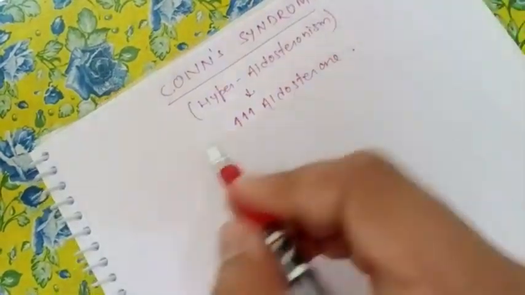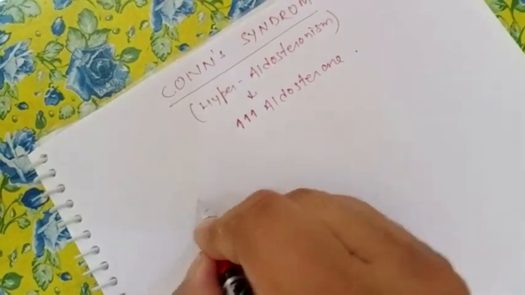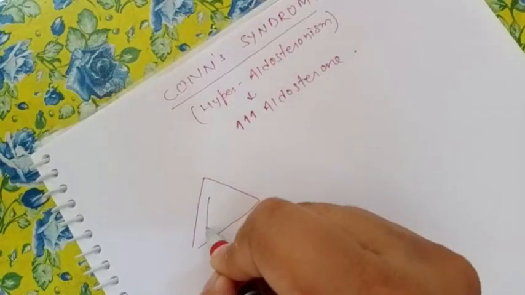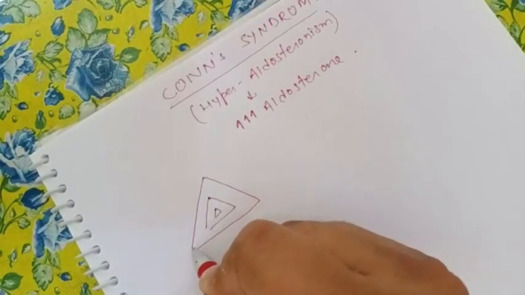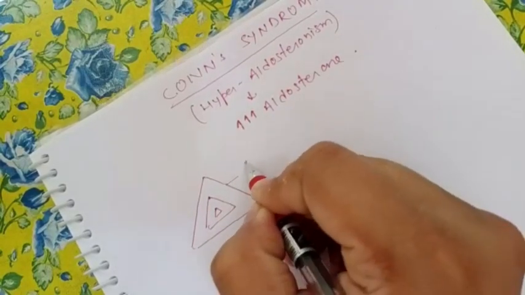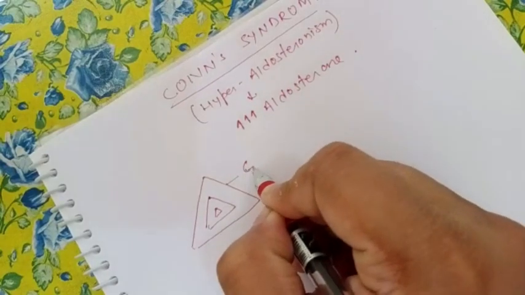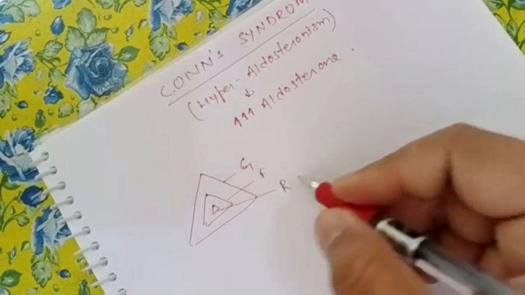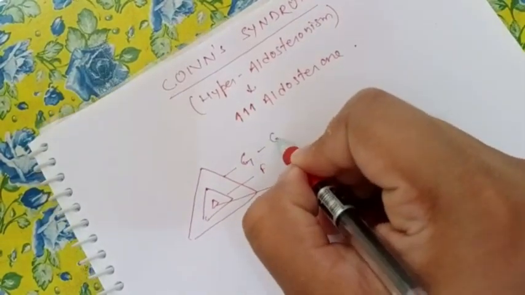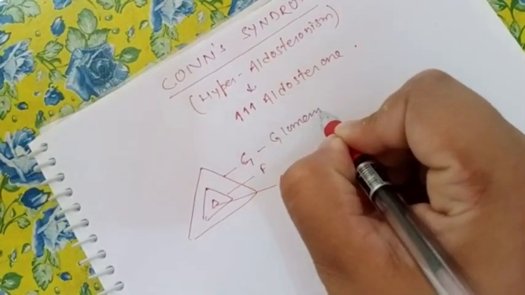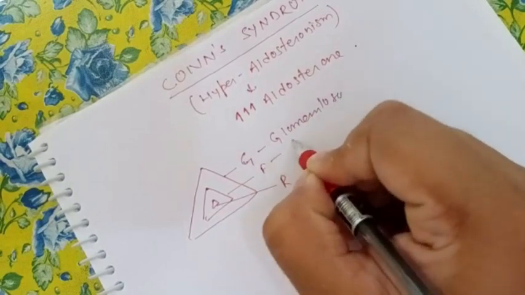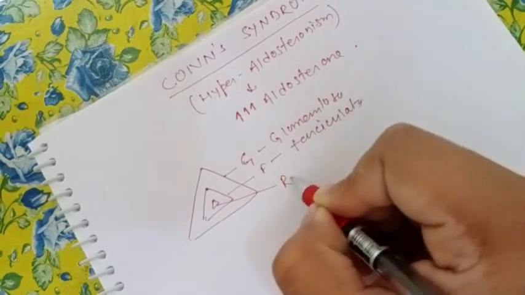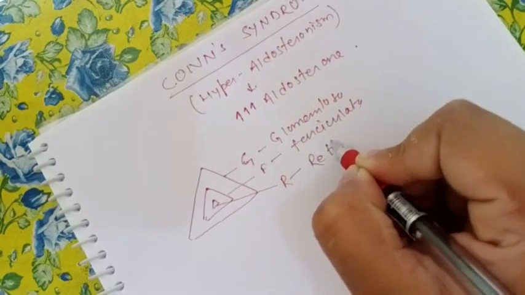So, first of all, we know that there are three layers of the adrenal gland. We divided the adrenal gland into three layers. You can remember them by G, F and R. G for glomerulosa, F for fasciculata, and R for reticularis.